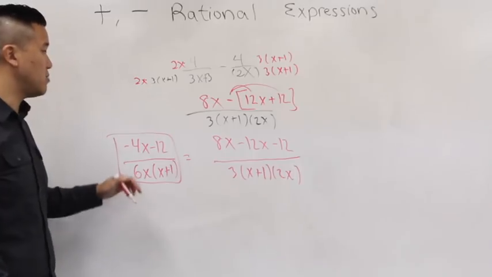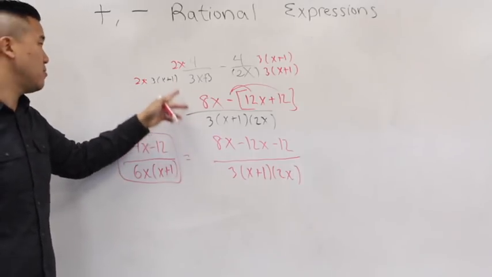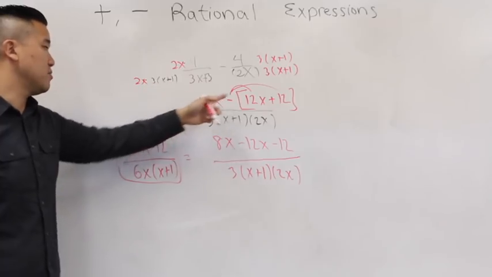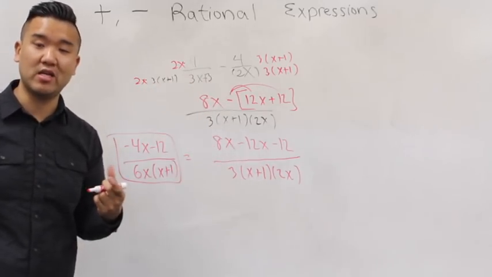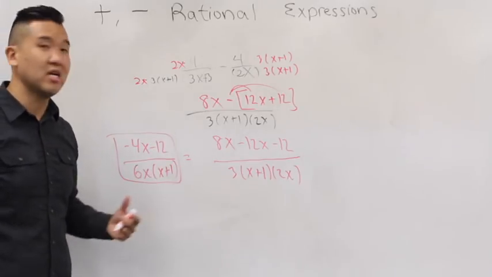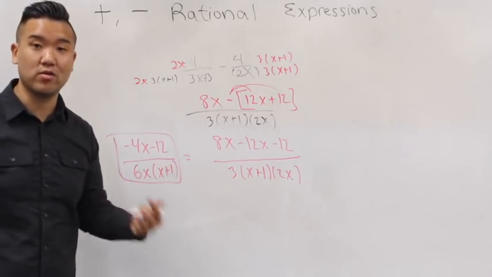So check your answer. Make sure your common denominators are correct. Make sure you distribute correctly here. Make sure you factor out. You always have to factor out to see if they have any common factors together, so we don't have to count them twice or 3 times.